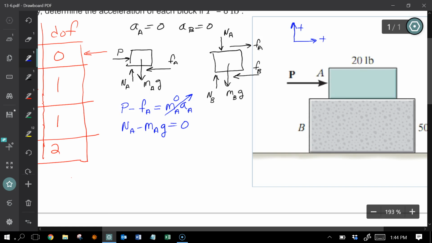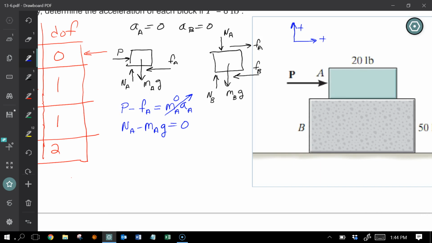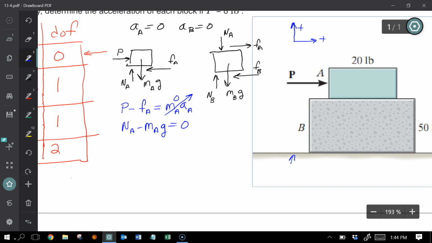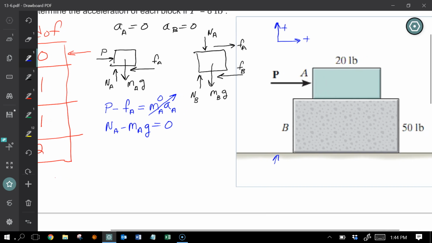Students will oftentimes say, oh, well, I know what the N is, and they'll write it down. That's okay. Just be careful, because if the table was moving, if the table was accelerating upward or something, the normal force would not equal the gravity force. Okay, so just be careful.